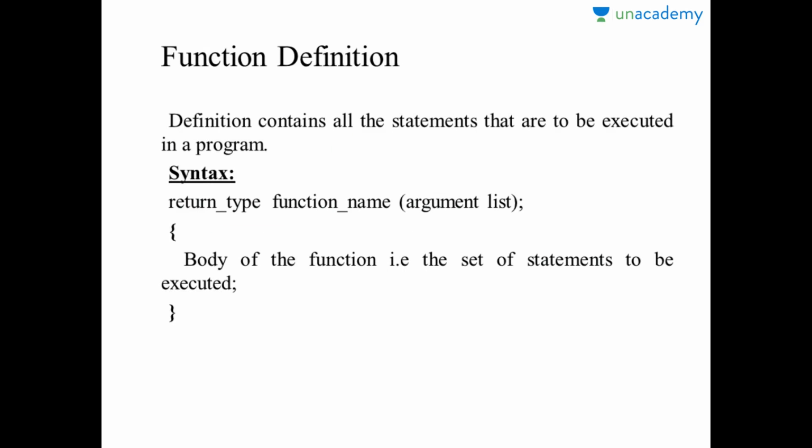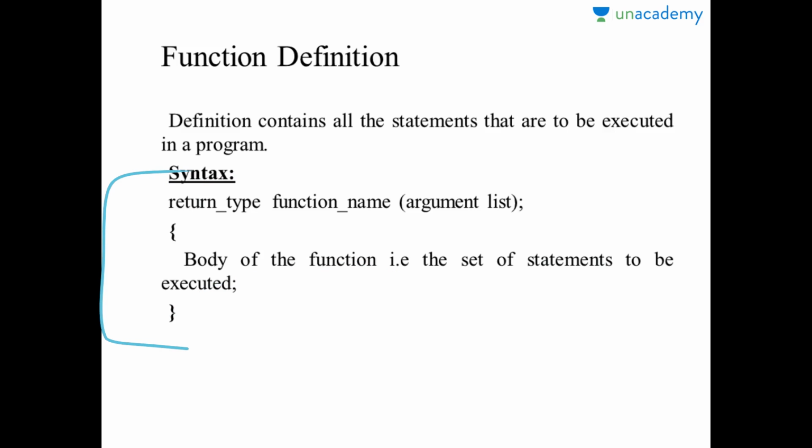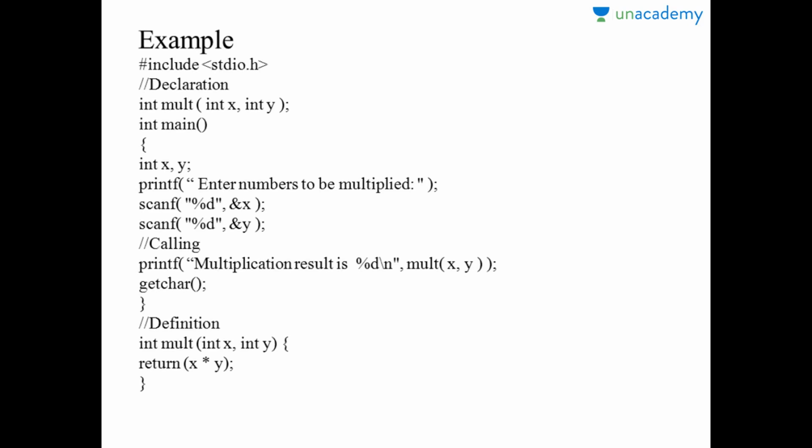Now look at this syntax here. This syntax is for defining. So what does a definition have in it? It just contains all the statements that are to be executed in the program. Now let us understand these with the help of an example. So what is happening in this program is that, firstly, this program begins with the only necessary file, that is the include stdio.h. Next is the prototype, that is the declaration.